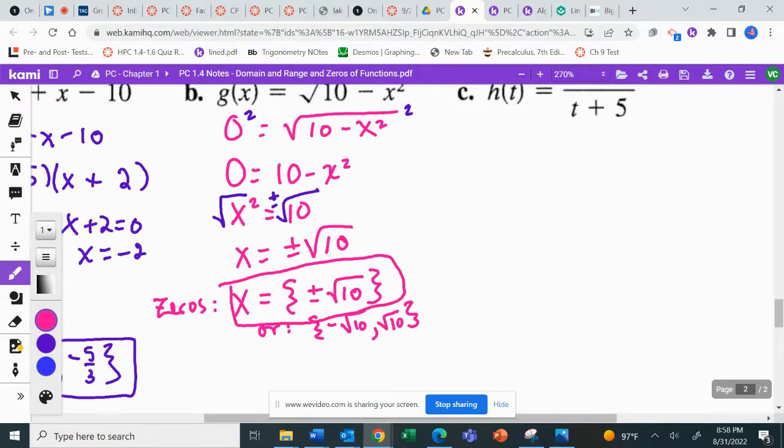Just thinking about Canvas, you'll see this when we get to type stuff in. For Canvas, when you type in square root, you would have to type it in like SQRT parenthesis 10, or negative SQRT parenthesis 10. There's not a plus minus. So on Canvas, usually I would leave you 2 blanks and you would put them in numerical order.